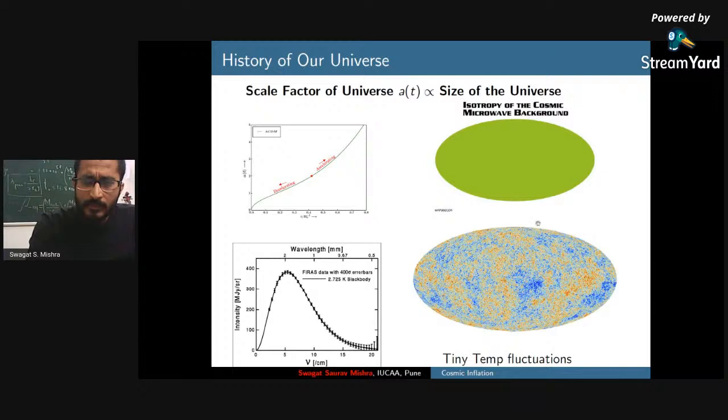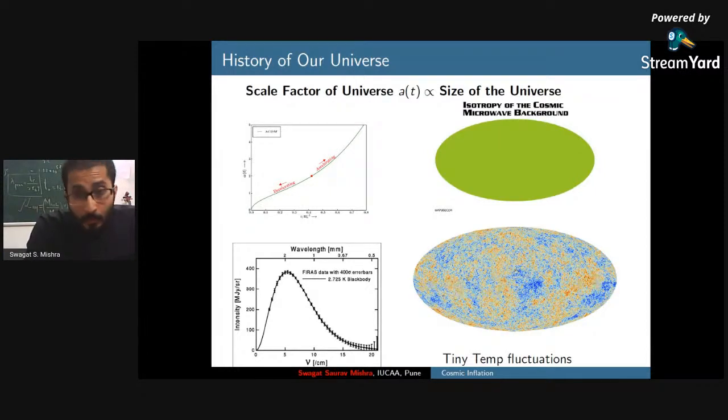This is a map from 2013, and what you see is not completely uniform temperature or intensity. You see there's fluctuation. And the difference between this spot, let's call it a little hot spot, and this, which is a little cold spot, is probably 0.00001 Kelvin.